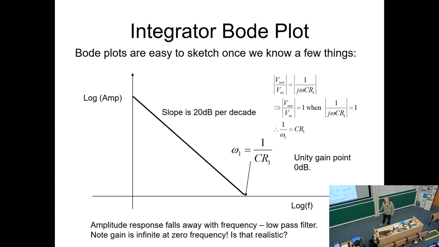Draw it. It's easy. You just have to do a bit of basic algebra to solve V out over V in, which is the transfer function, equals 1, and work out what omega actually is. And omega turns out to be 1 over CR1, 1 over the time constant. So you haven't even got to do the sums. You just look at it, know that omega 1 is 1 over CR, from the time constant, and mark it on here. You do the sums once to figure out what's going on, and then you go, oh yeah, it's obvious. I can draw this. This is easy.